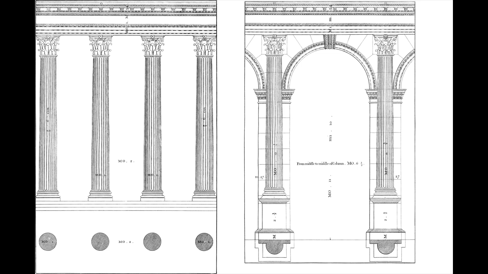The columns, including the base and capital, are 9.5 modules high. When fluted, they should have 24 channels or flutes, with each flute's depth being half its width. The spaces between 2 flutes should be 1/3 of the width of the flutes. The architrave, frieze, and cornice are 1/5 of the column's height.